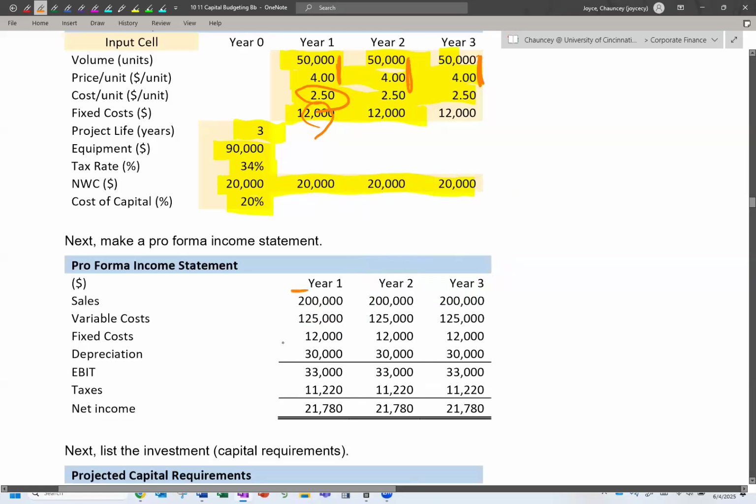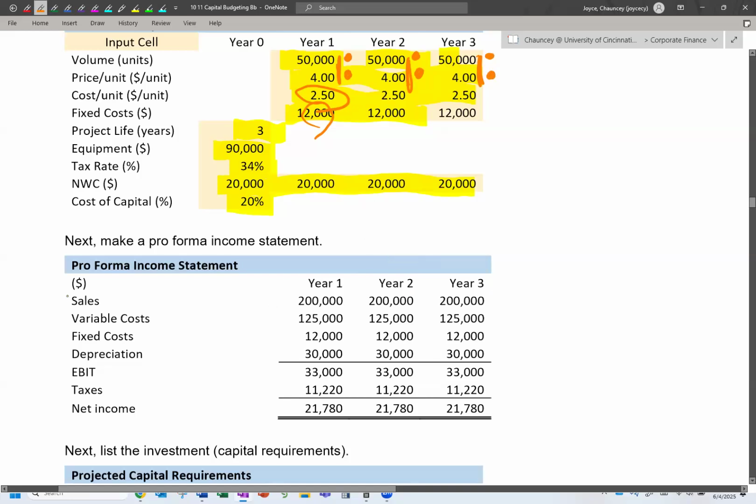So the idea is you're not typing in these cells, you're linking them. So this first cell would be equal to your volume times your price. And then this cell would be equal to year 2 volume times its price. And then year 3 is equal to that volume times price.